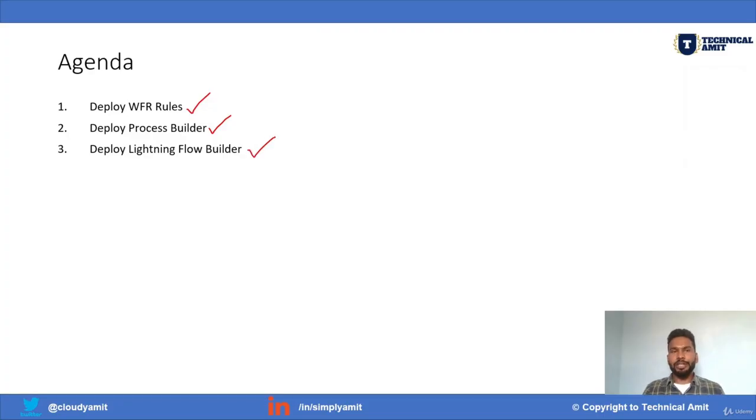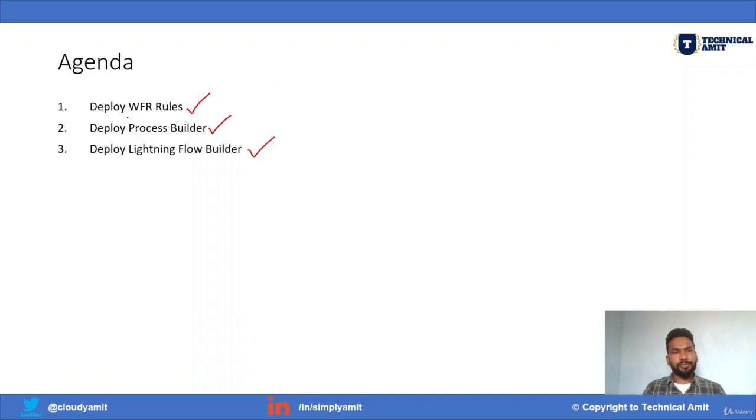In this video, we are going to talk about how we can deploy automation tools like workflow rules, process builders, and flow builders. In our previous videos, we talked about how we can deploy very basic configuration like custom object fields and permissions. So let's quickly see how we can deploy all these.